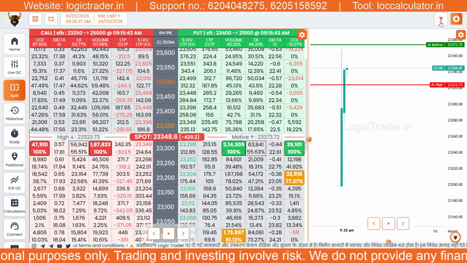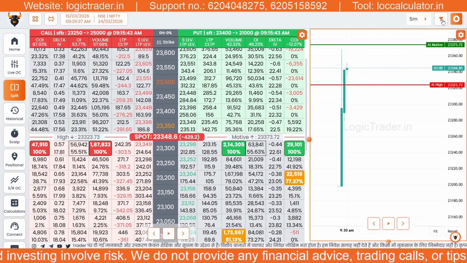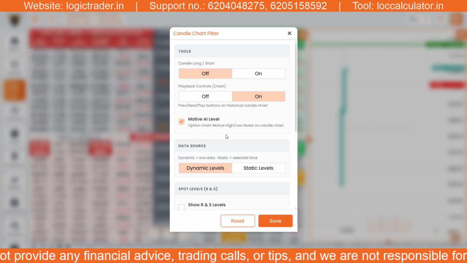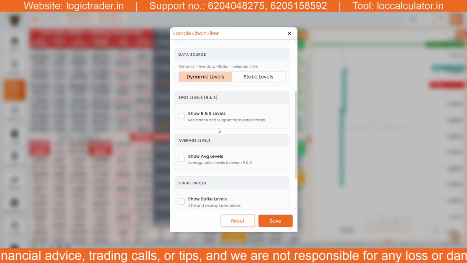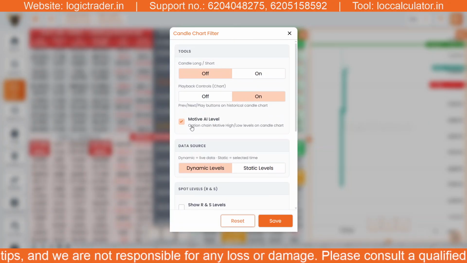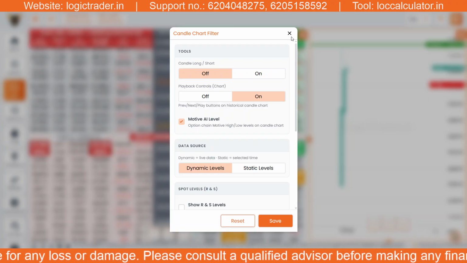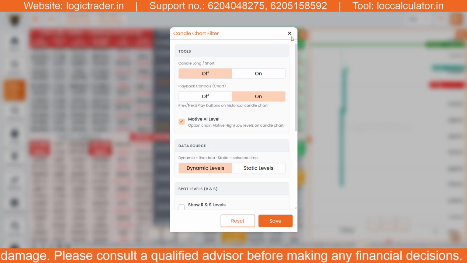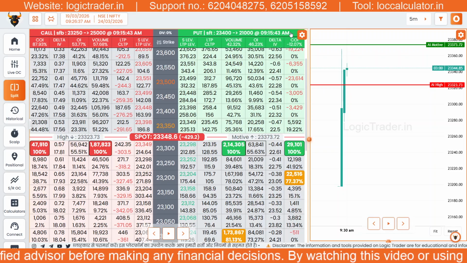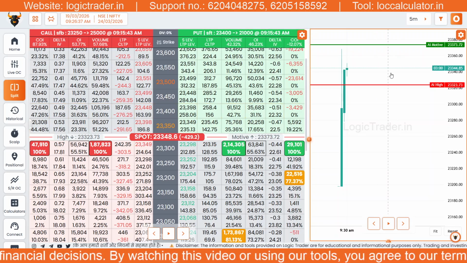To keep the chart clean, you have to disable all the unnecessary lines such as show SR levels, show average levels, show strike levels. You only have to activate Motive AI level. This will help us focus clearly on the AI-based structure without any distractions, making it easier to observe how the market is reacting on these Motive levels.